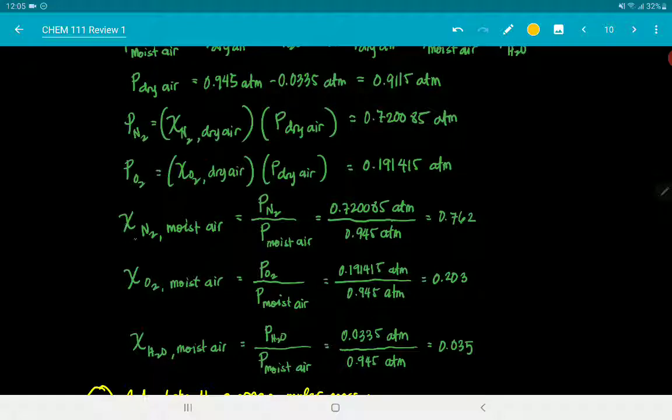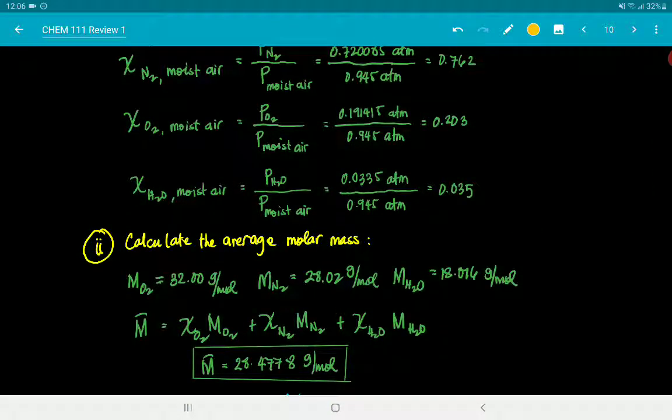Okay? So the mole fraction of N2 is equal to the pressure of N2 as calculated here over the pressure of moist air, which is 0.945 atmosphere. Okay? So you'll get 0.762. That's dimensionless kasi na-cancel yung atmosphere. So the mole fraction of O2 is equal to 0.203 based on this equation. The mole fraction of H2O is the pressure of H2O over the pressure of moist air, that's 0.035.